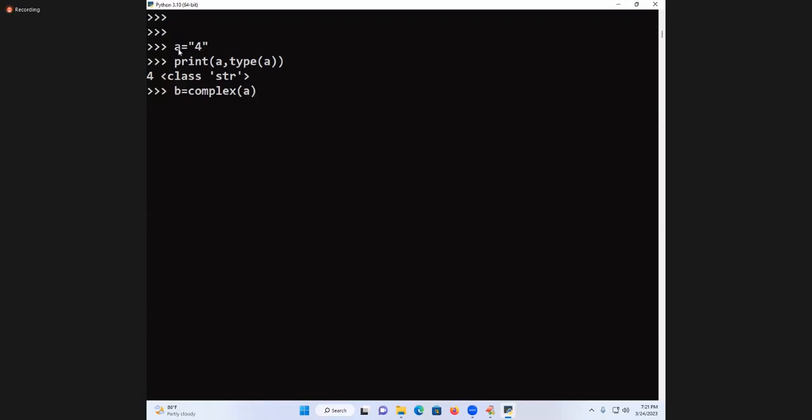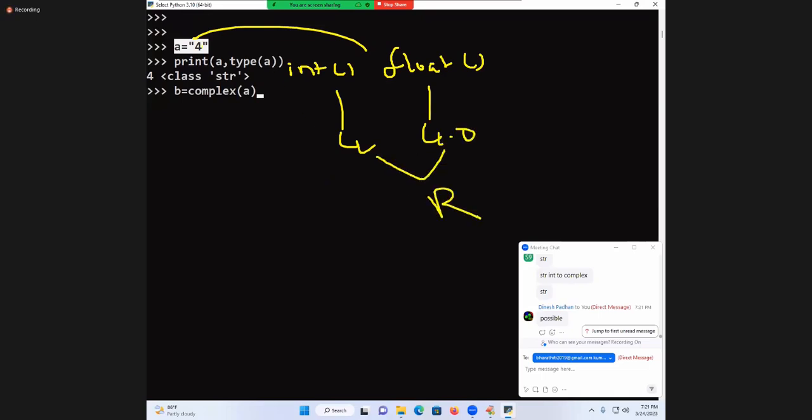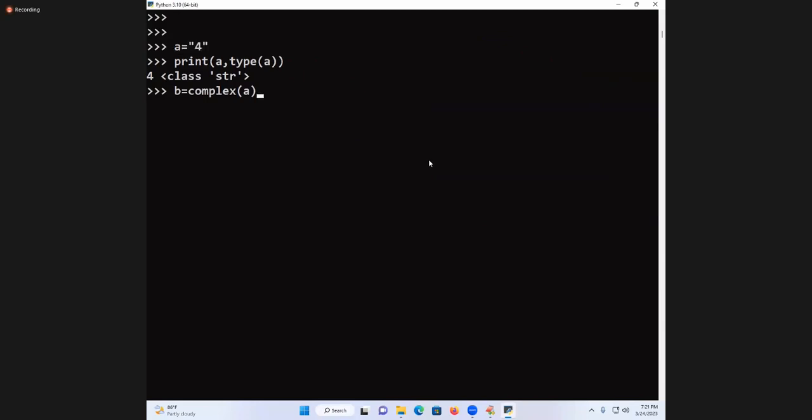Because when I took it as a 4, it was earlier converted into which type? Float type. It was converted even into which type? Int type. It was 4. It was 4.0. Both of them can be treated as a real part or not. So obviously today what I can convert into? Complex of A. It can be treated as 4 plus 0j. Internally it is called 4.0. Got it? Right?